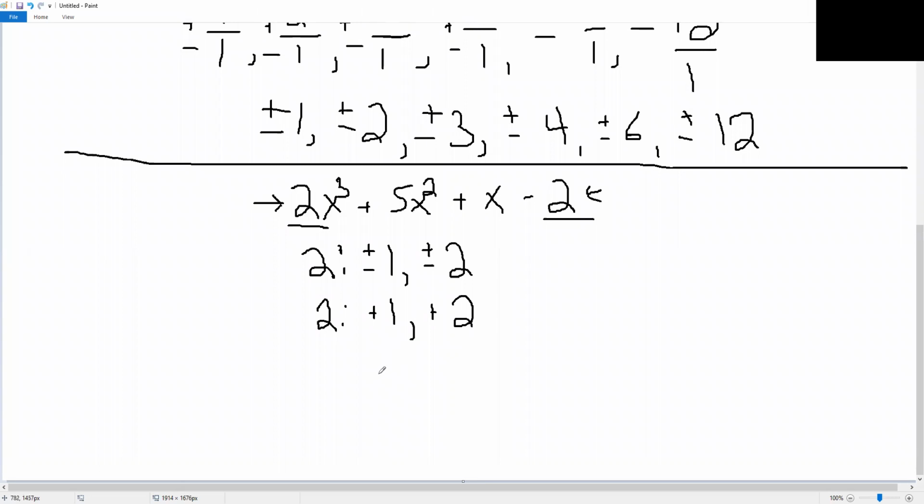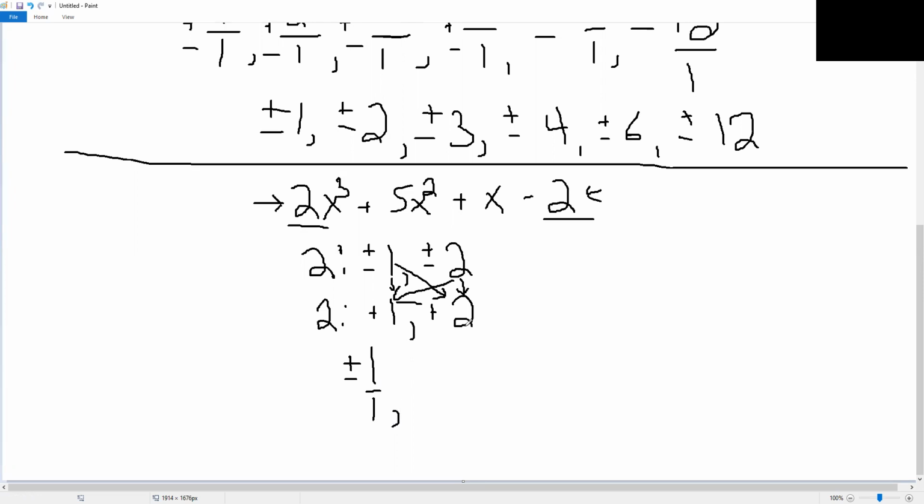Now, we take this one, put it over this one, and then we take this one and put it over this one. And then we take this one and put it over this one, and then this one and put it over this one. Hope that makes sense. But this is plus or minus 1 over 1.